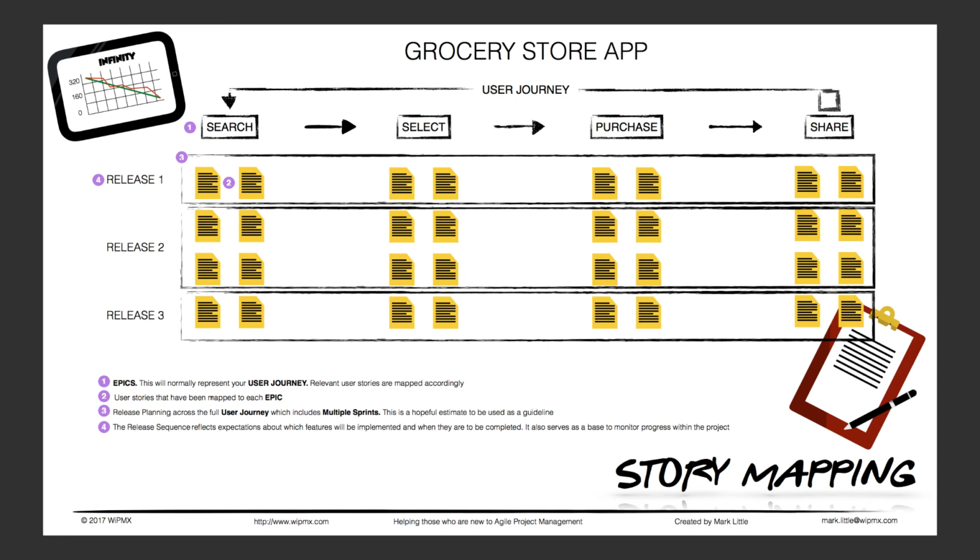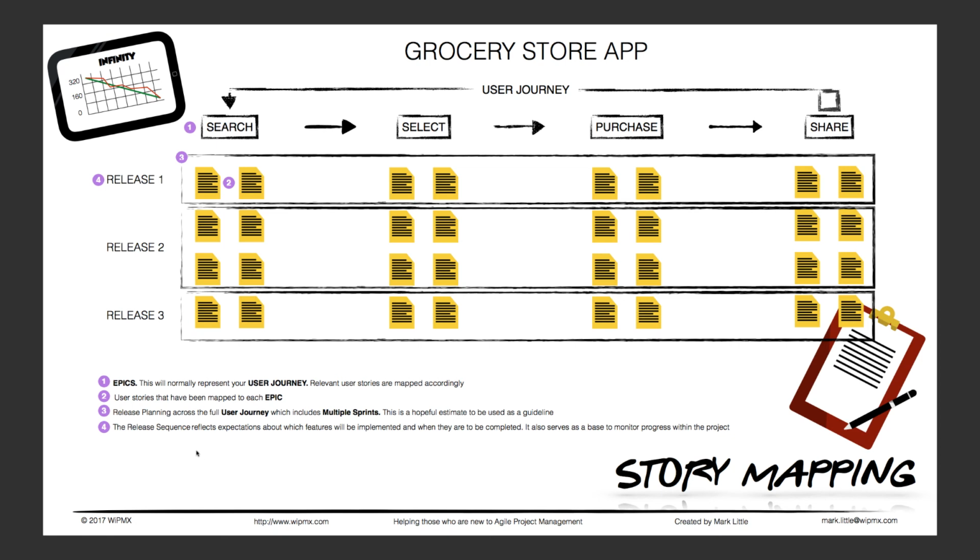So as you can see, with number 1, your epics, this will normally represent your user journey. Relevant user stories are mapped accordingly. And then you can see down below under search, number 2 here, these are your actual stories matched to each epic. 3 is your release plan or release planning across the full user journey. This includes multiple sprints, because remember, I said each one of these in my case represents a sprint. This is a hopeful estimate to be used as a guideline.